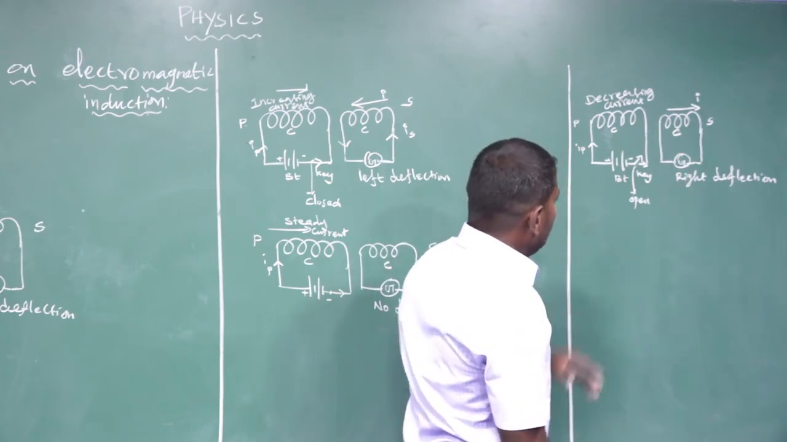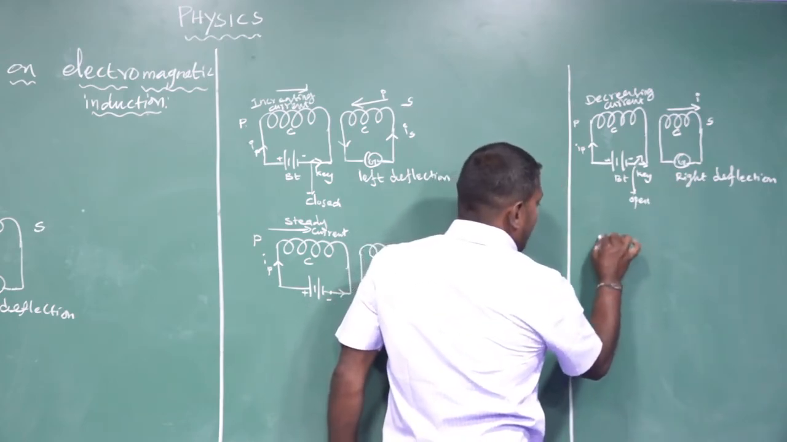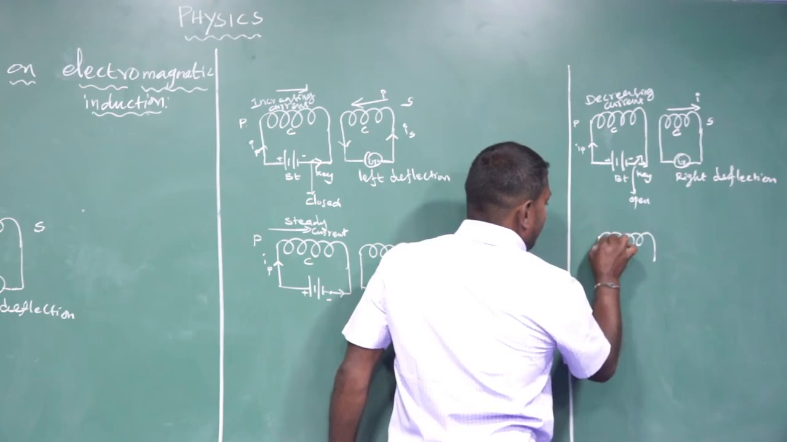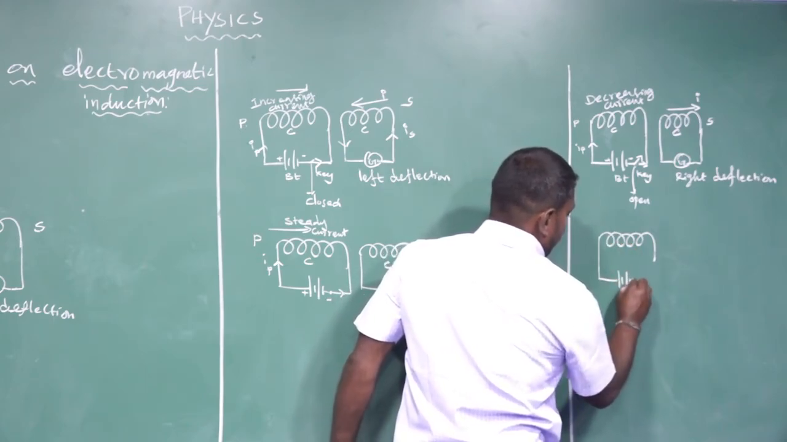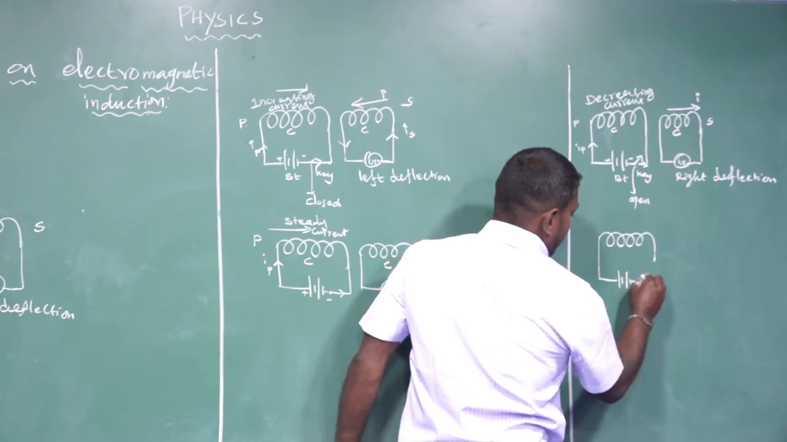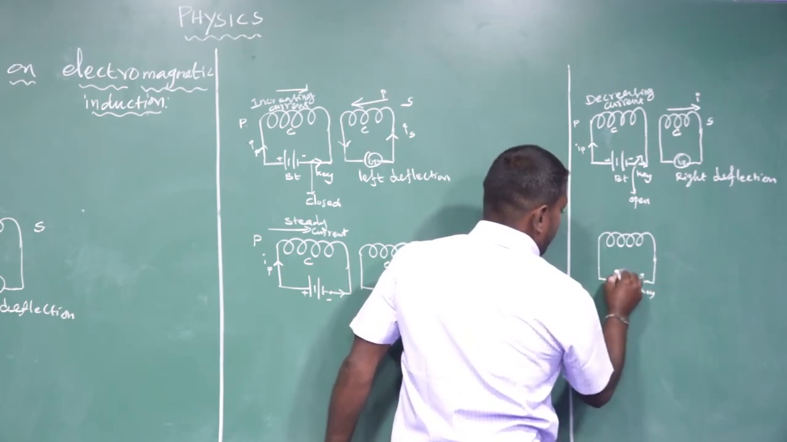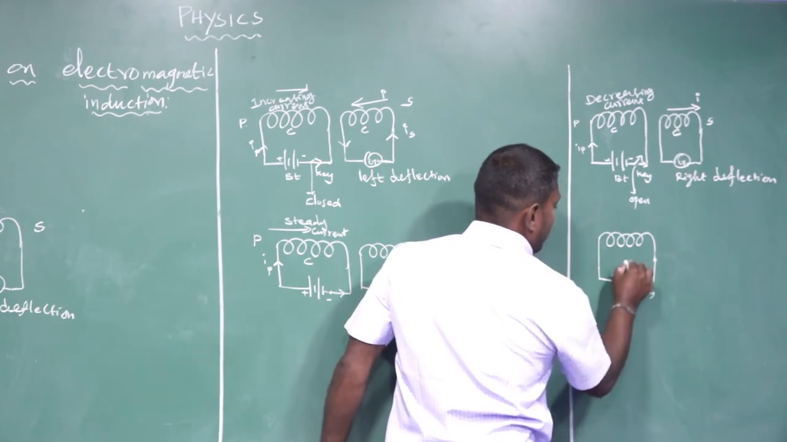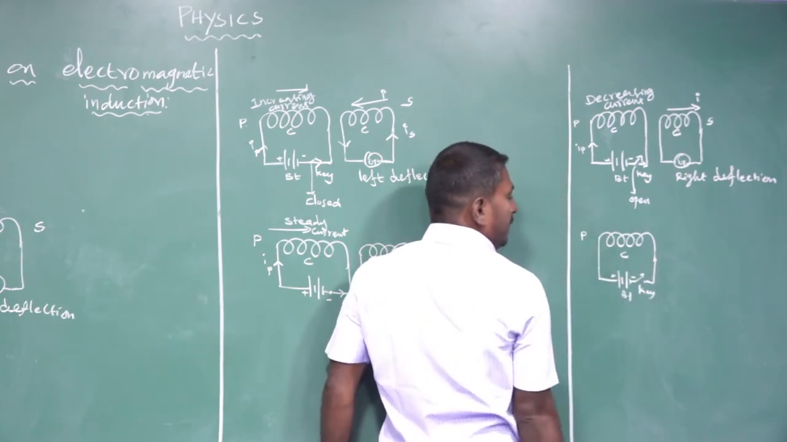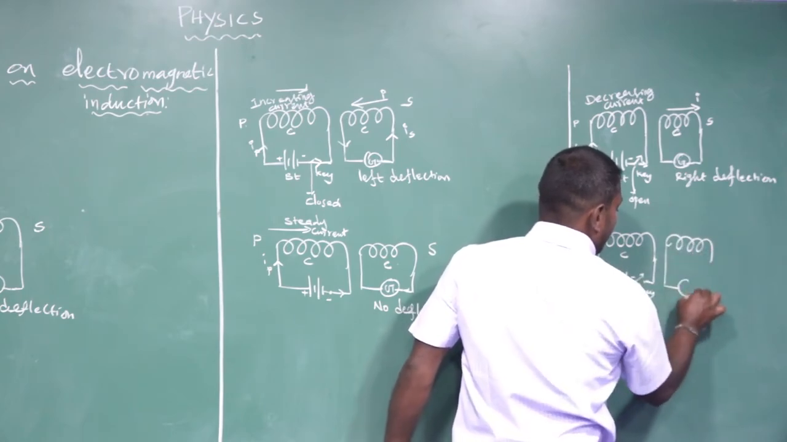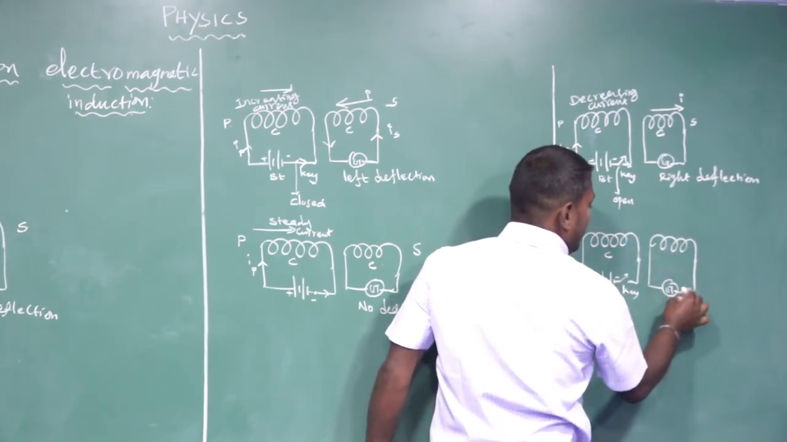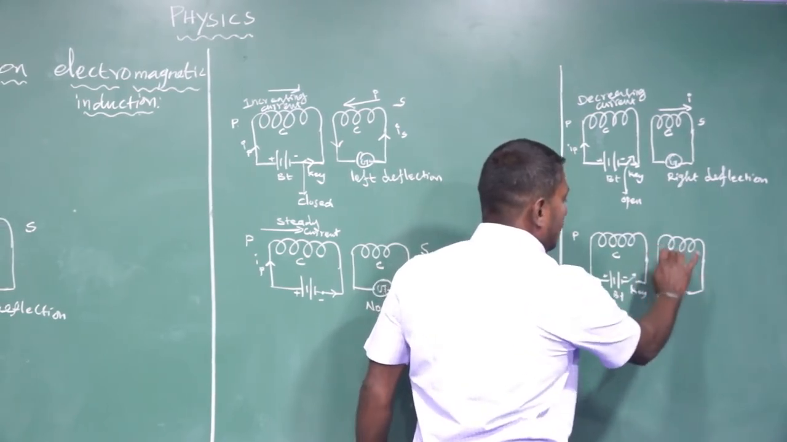Next, with the same arrangement: key, battery and coil form the primary closed circuit. Then the secondary closed circuit, consisting of a coil and a sensitive galvanometer, is placed very close to it with the same arrangement.